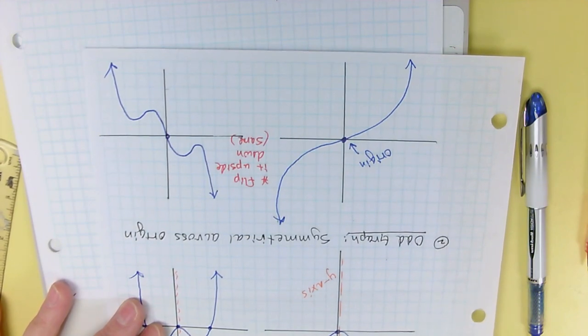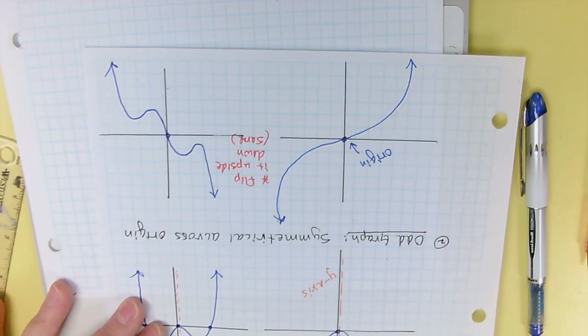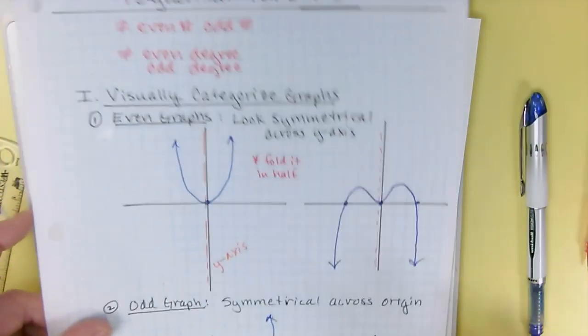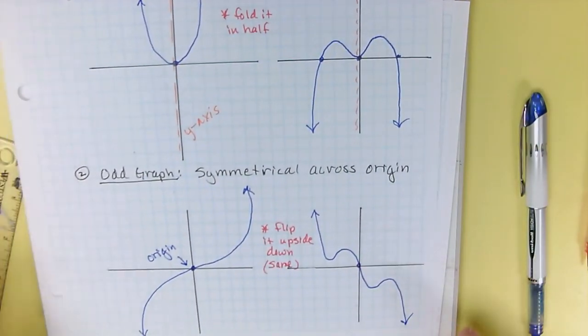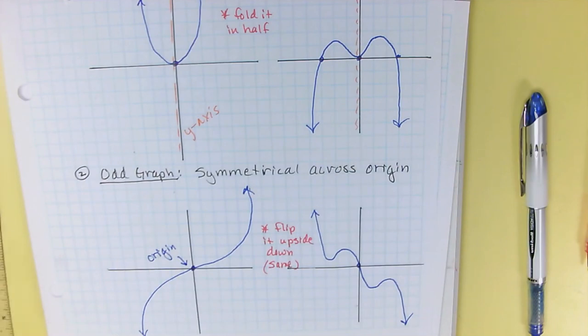Now, there are some graphs that aren't even or odd. There are some graphs that just aren't. In which case, if you were asked, is it even or odd, you would say neither, because it doesn't meet either one of those qualities. So even, odd, and neither are pretty much the three categories.